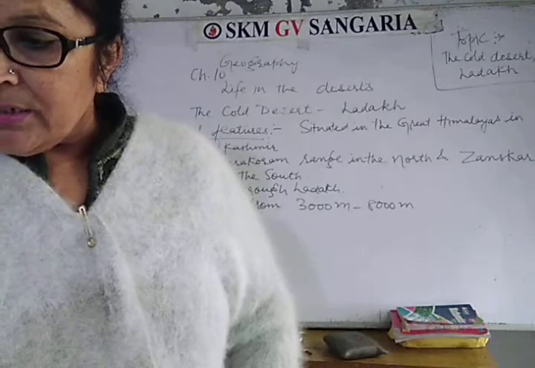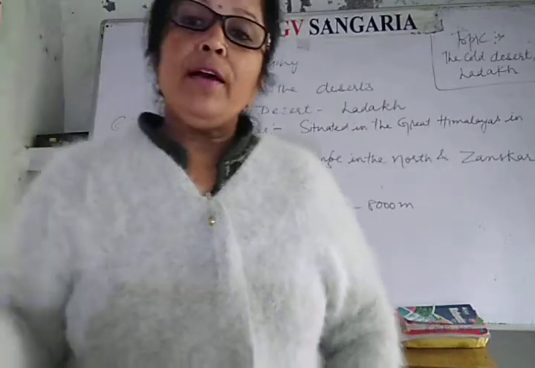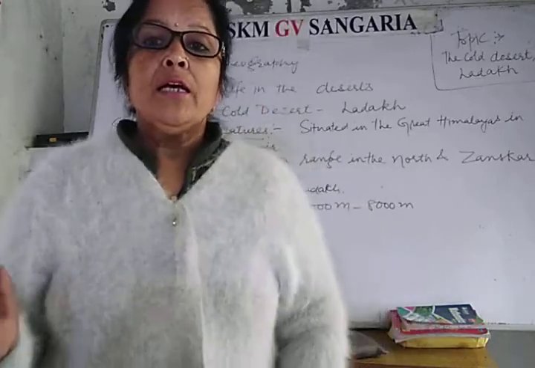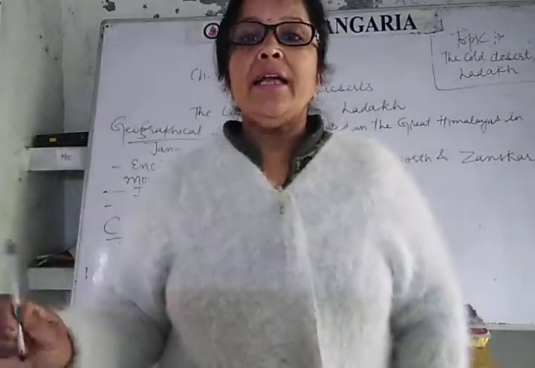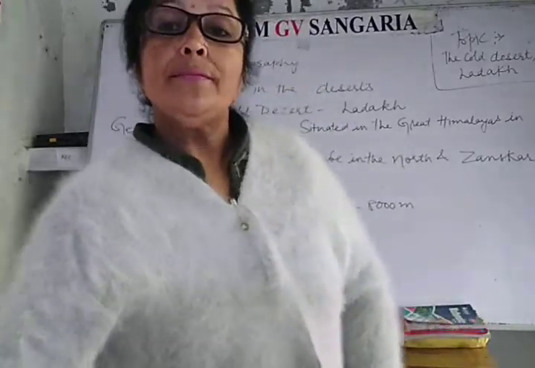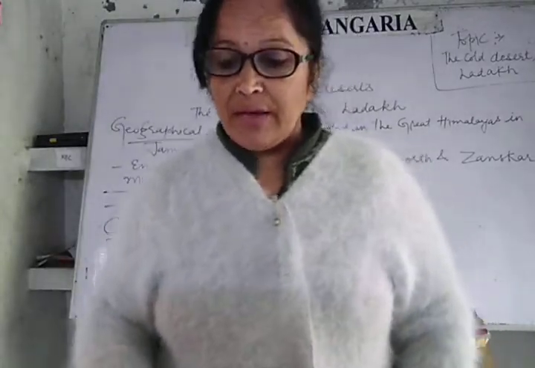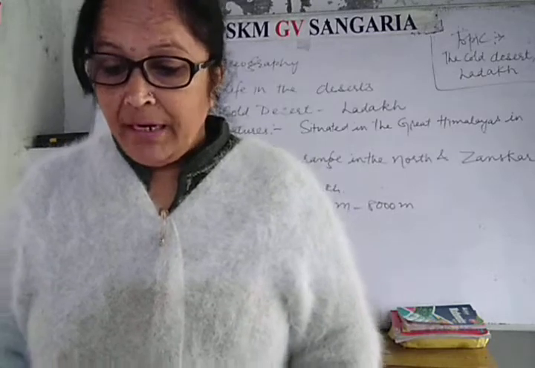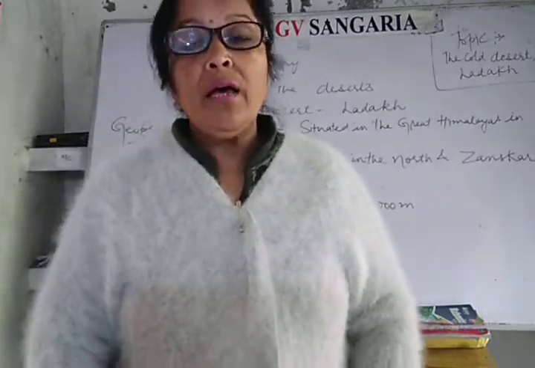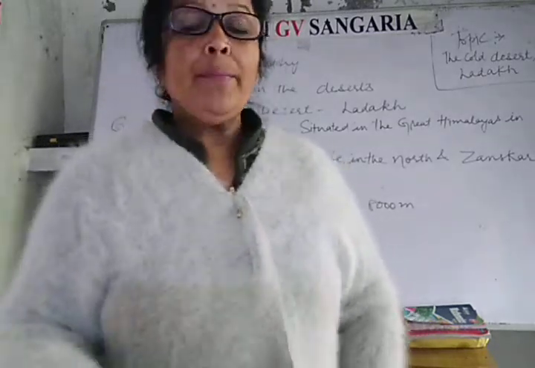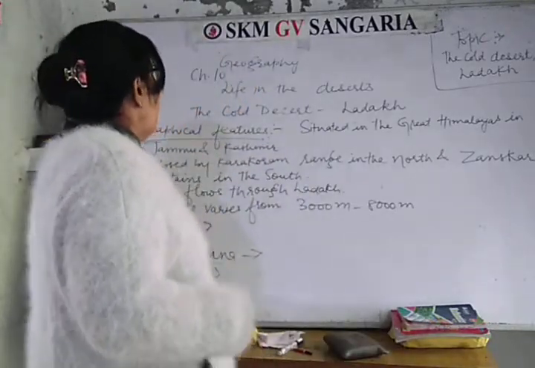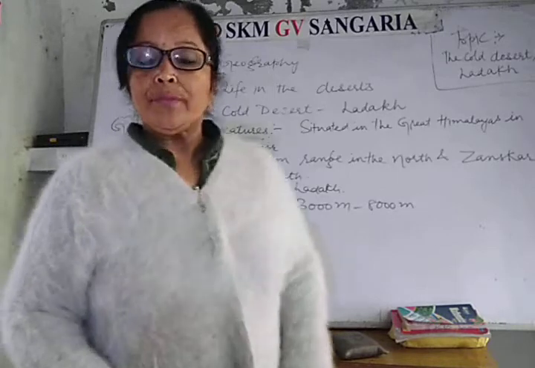So students, in this chapter, you have learned about life in the deserts, 2 types of deserts, the hot desert, Sahara, and the cold desert, Ladakh. You have learned about its geographical features, climate, flora and fauna, and about the people also. So today, let's recapitulate what you have learned in the cold desert, Ladakh.